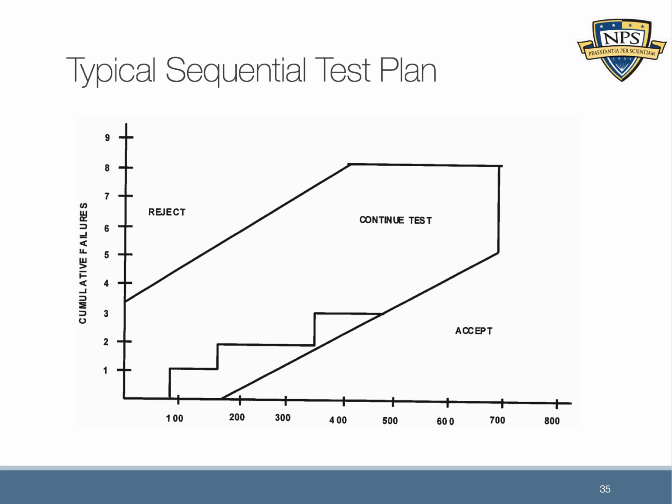Okay, this is what a very typical sequential test plan looks like. On the left, the vertical axis of this graph is the cumulative number of failures. On the horizontal axis is the amount of test time, which is shown here in test hours, although unfortunately it's not labeled. You may also see that as multiples of MTBF. So in this case, if the MTBF were 100 hours, you may see 1, 2, 3, and so forth.